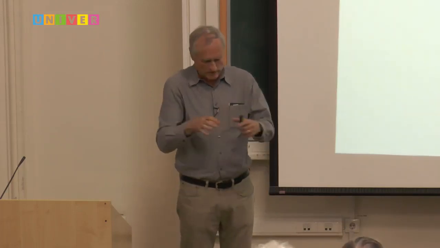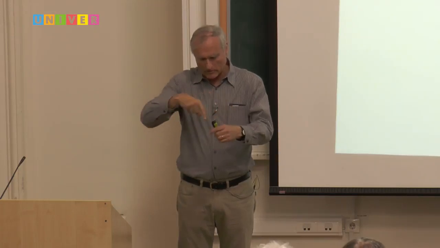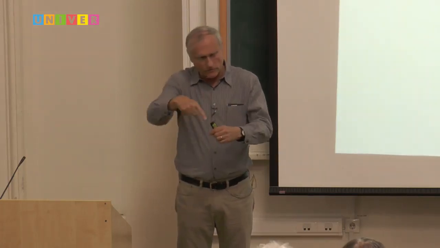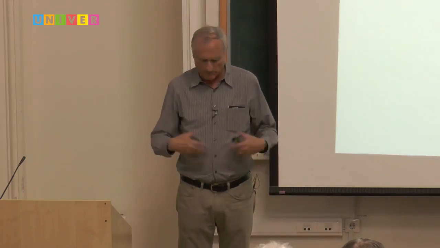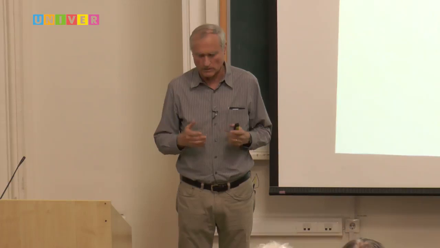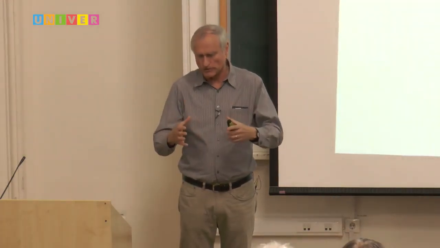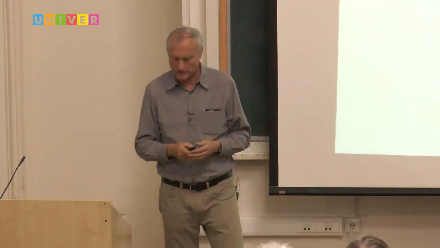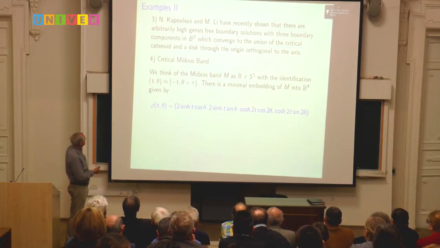And so what Kapouleas and Li did is they showed that you could regularize that curve by adding a lot of handles along the curve. And so you actually construct a sequence of free boundary minimal surfaces which converge to the union of the critical catenoid and the disk. So for very high genus, they're able to construct those.